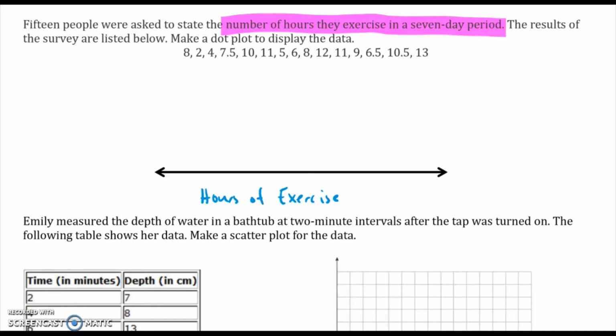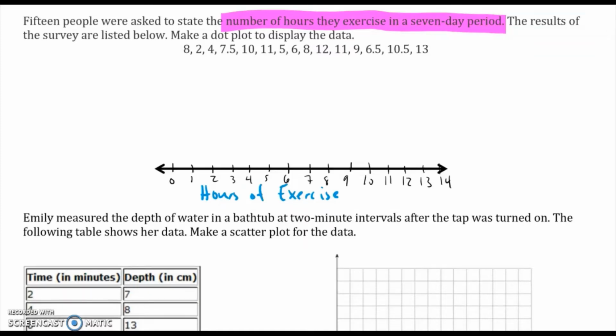Remember, everything has to be evenly spaced on our number line. So I'm going to try to fit, let's say, 0 to 14 on here. All right, so there's my number line. And again, the key thing is to make sure you can fit your minimum and maximum values on there, as well as pick a scale that'll work, and then make sure it's all evenly spaced out.